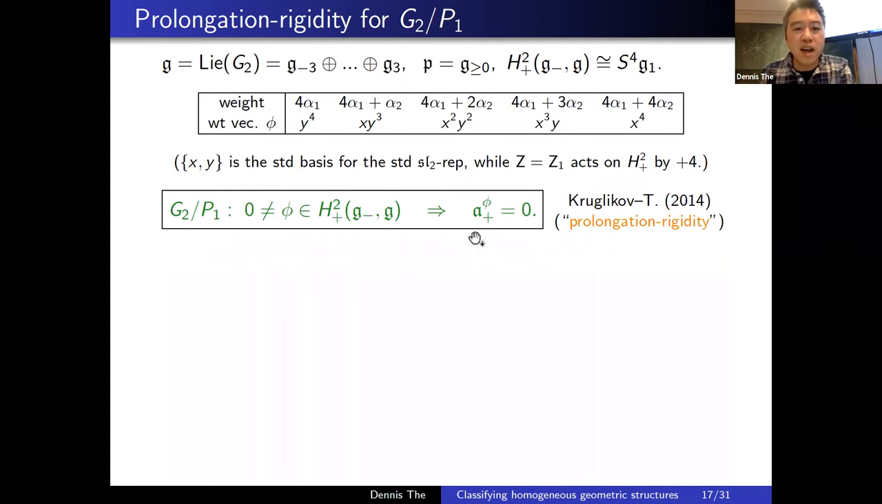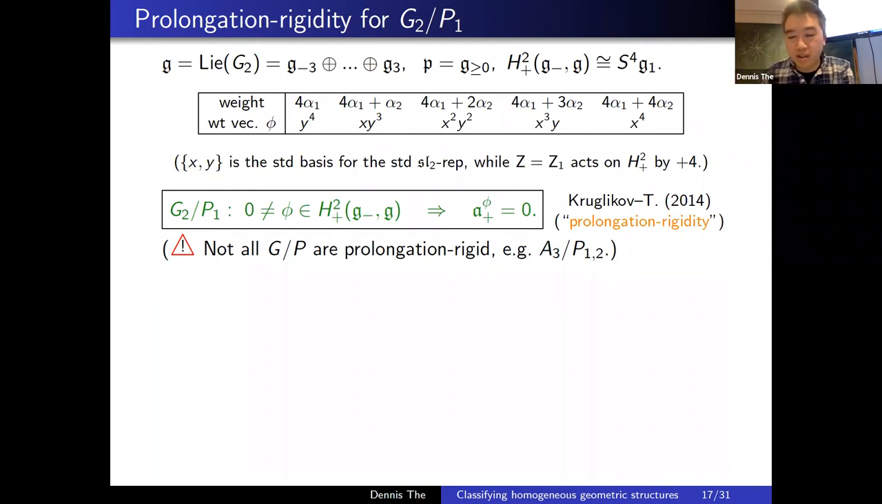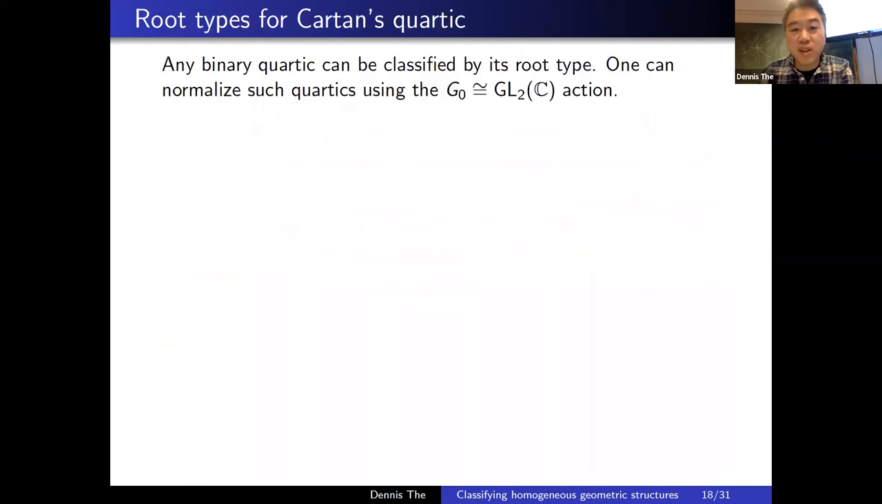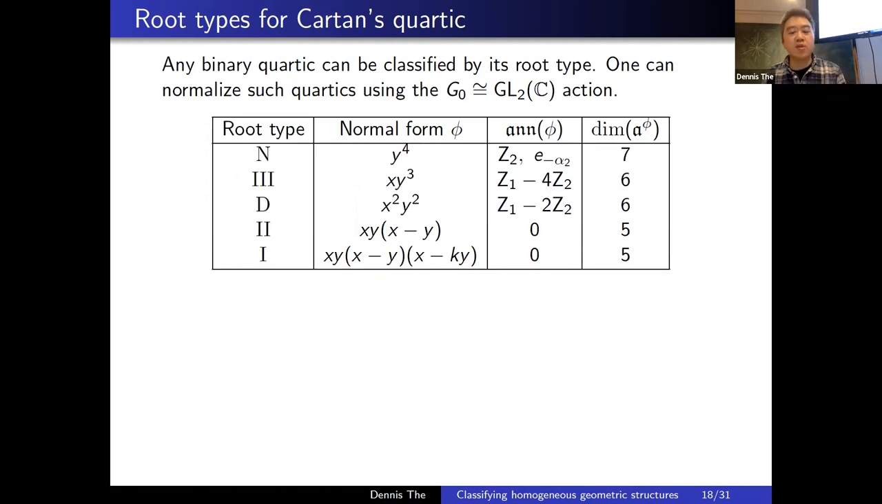But how do I actually use this fact? I don't get into positive prolongation. Remember that. So let's go to root types now for Cartan's quartic. Any binary quartic can be classified by its root type. One can normalize such quartics using the GL2 action. You have the flat case, type O, when phi is just zero. But then you have quadruple root, triple root, double root, and then more generic types.